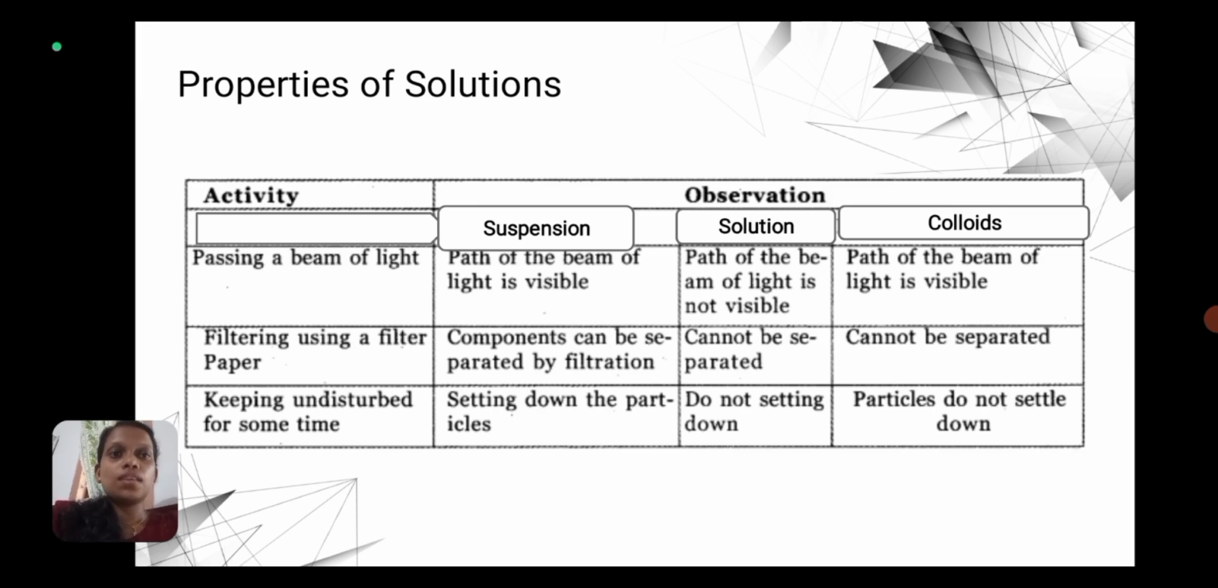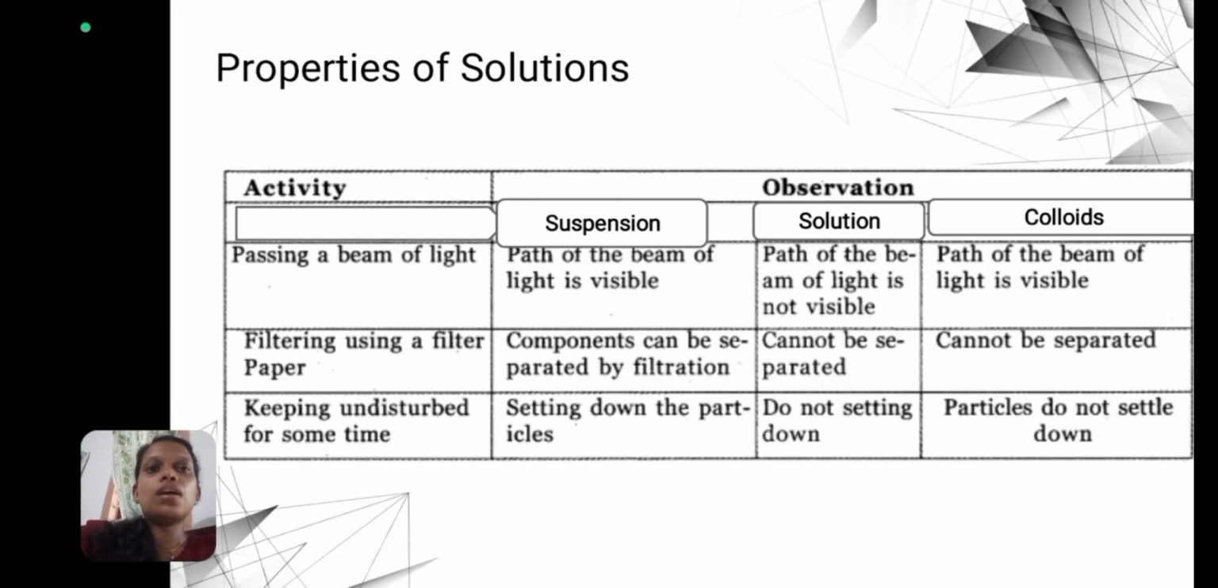In the first case, that is in solution, the path of the beam of light is not visible, but in suspension and colloids, the light beam's path is visible. When we filter these solutions using a filter paper, components can be separated by filtration. It occurs in suspension, and in solution and colloids we cannot separate the components.